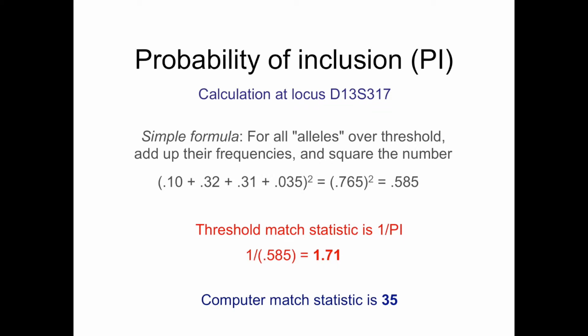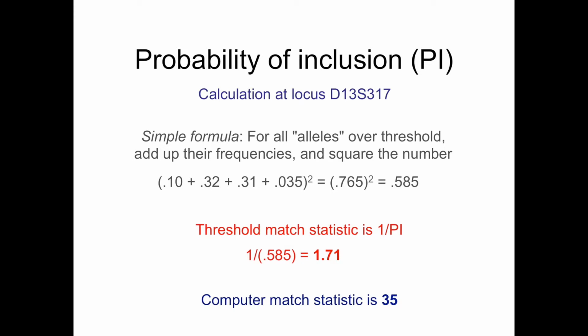The probability of inclusion, or PI, we're going to calculate now at the D13 locus. It's a very simple formula. The FBI provides PopStats software for this. Again, these alleles, anything over the threshold is called an allele. It doesn't mean it actually is an allele. It might be an artifact of some kind. But for convenience, suppose it's an allele. That's why it's in quotes.